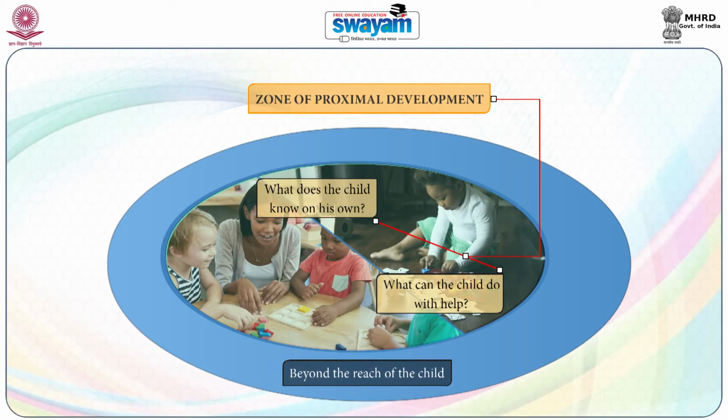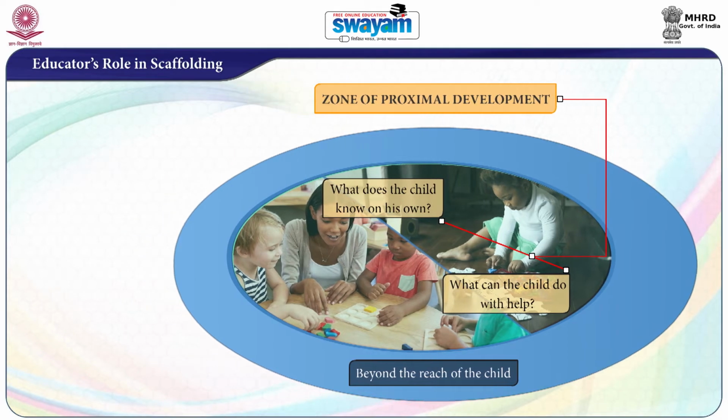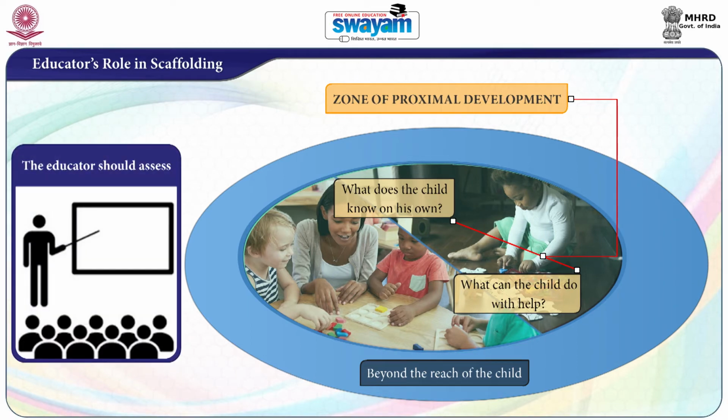Now, through this illustration, let us understand what the educator's role in scaffolding is. Now, on to the educator who is going to assess what a child knows on his own. Closely observe the child's competencies, abilities, and skills. Ask yourself, can the child do it alone or can he do it only with assistance? Analyze if the child has tried this before. Identify the activity that would provide an appropriate challenge to the child so that he can move on to the next level of learning by accomplishing the previous one.